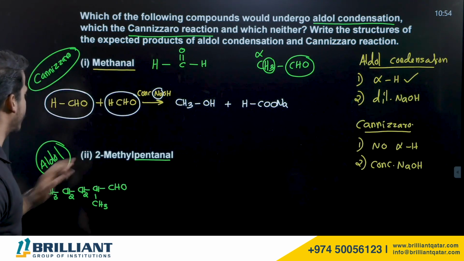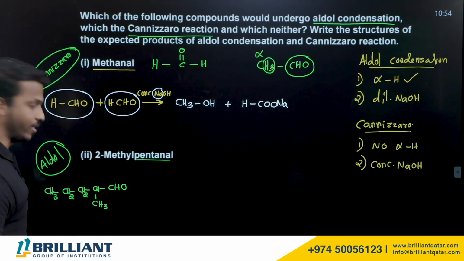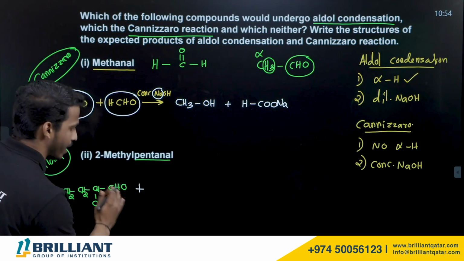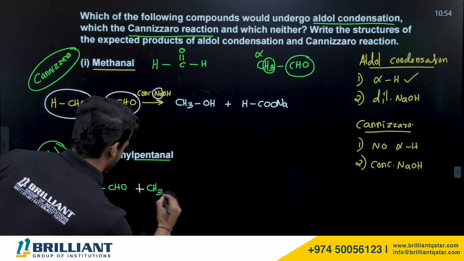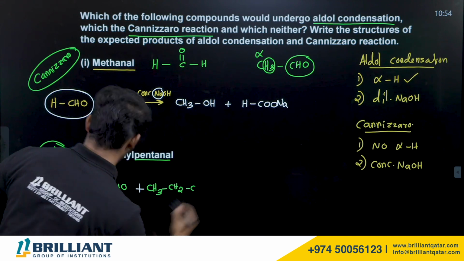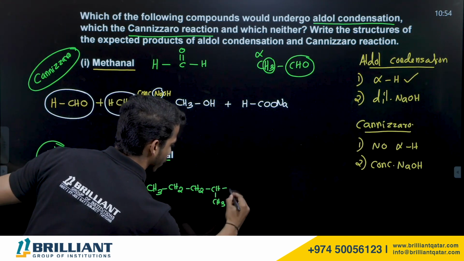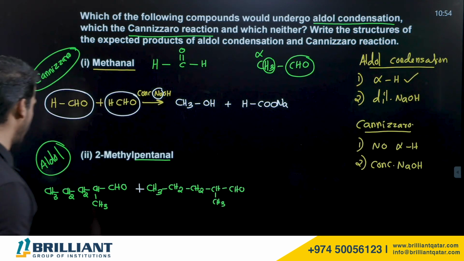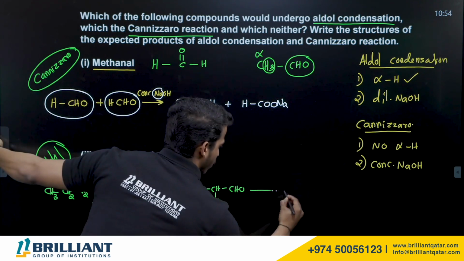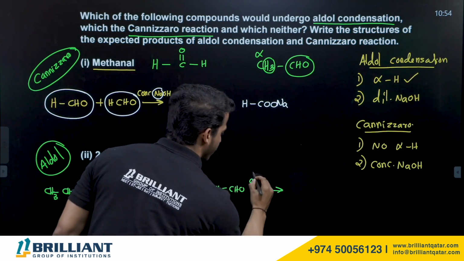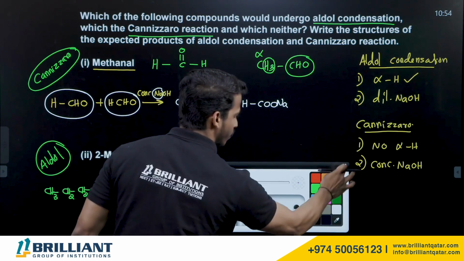All right. Next, 2-methyl-pentanal: we already discovered it can undergo aldol condensation. Aldol condensation is the reaction between two same aldehydes. So let me take the same compound once again, 2-methyl-pentanal. I told you aldol condensation takes place in the presence of dilute NaOH. All right, perfect. Let's go for the reaction.